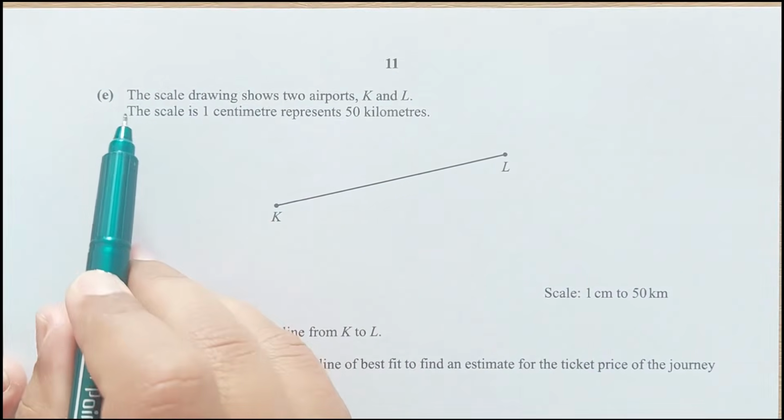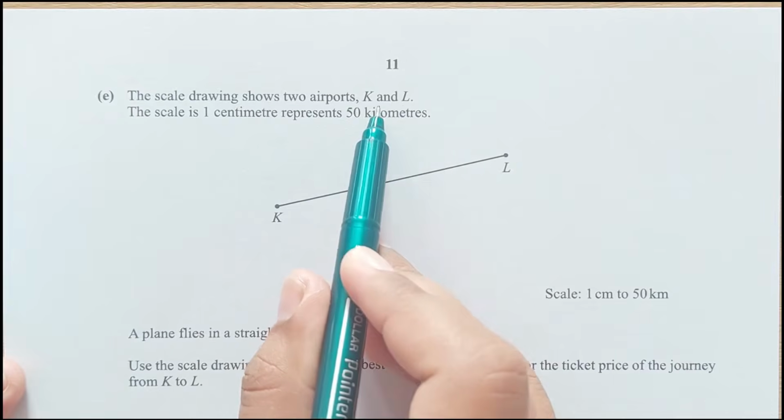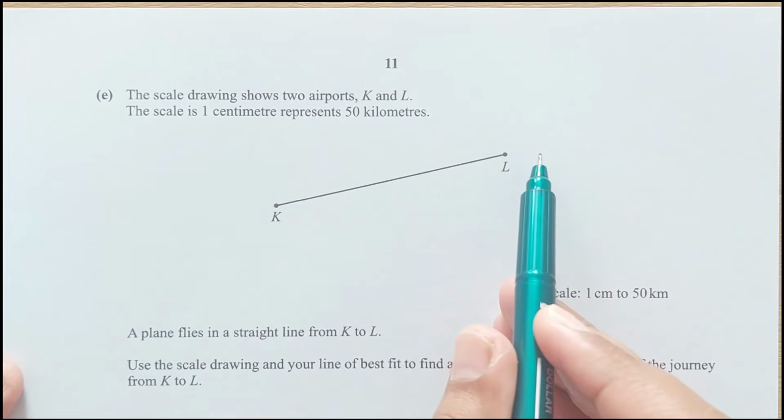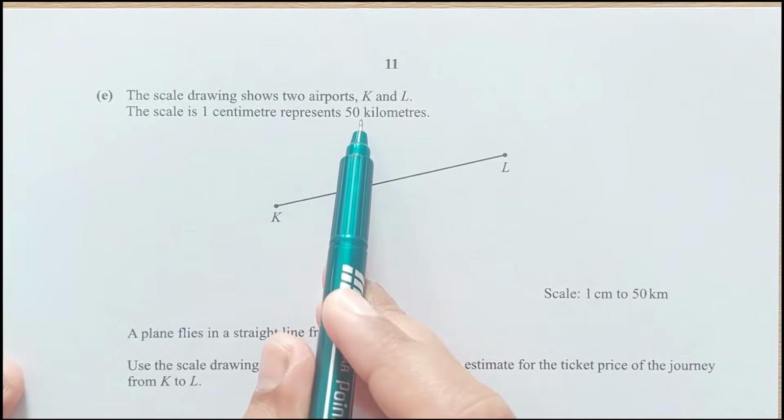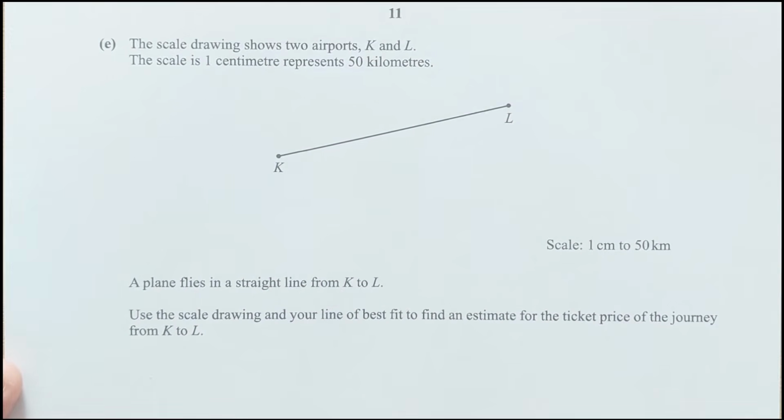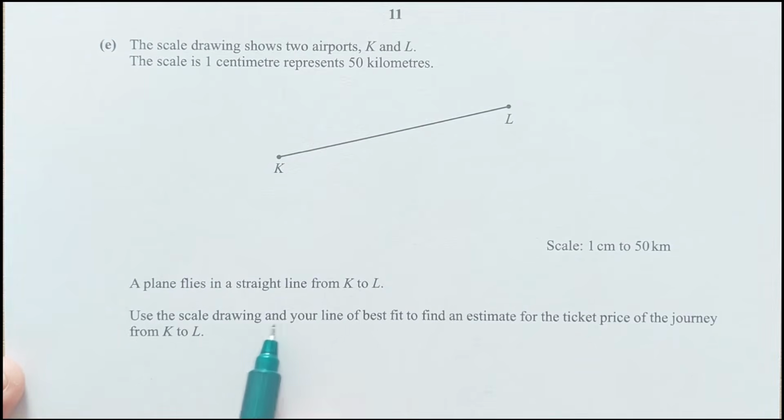Part E, the scale drawing shows 2 airports K and L. These are the 2 positions of 2 airports. The scale is 1 centimeter represents 50 kilometers, right? A plane flies in a straight line from K to L. Use the scale drawing and your line of best fit to find an estimate for the ticket price for the journey from K to L.